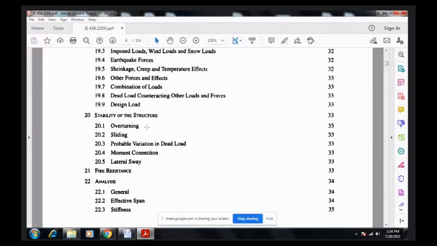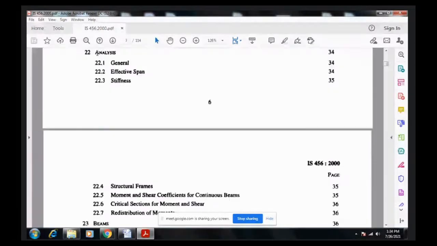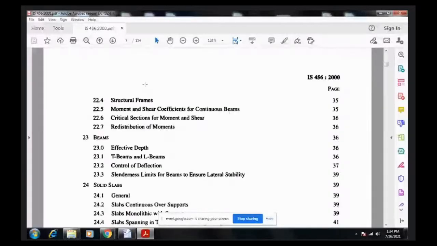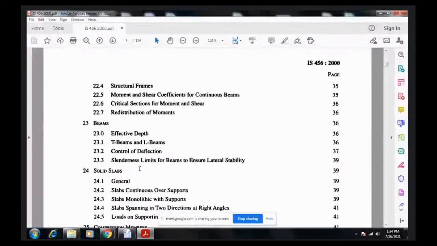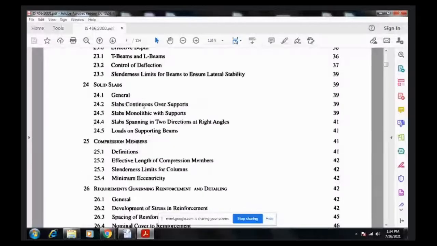And then when you will be analyzing some of these things, I will explain in detail. Then about beams, how to design beams, control of deflection, all these things. These are nothing, you will be able to understand. And then solid slab, then compression members, means columns and all. Then the detail of reinforcement, how to do it.